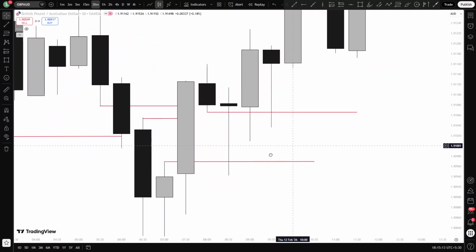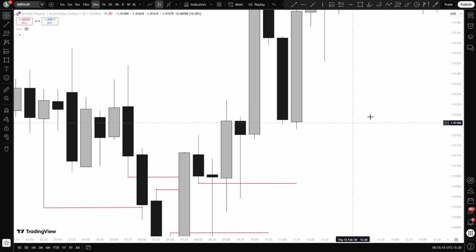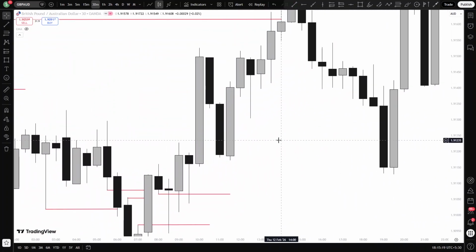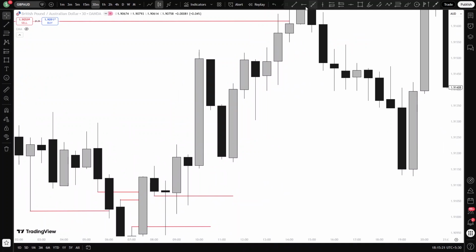Why do you need to learn the fair value gap? Because it will help you when it comes to point of interest. When you have a point of interest which has a fair value gap, it has more probability of working out than a point of interest which has no fair value gap.